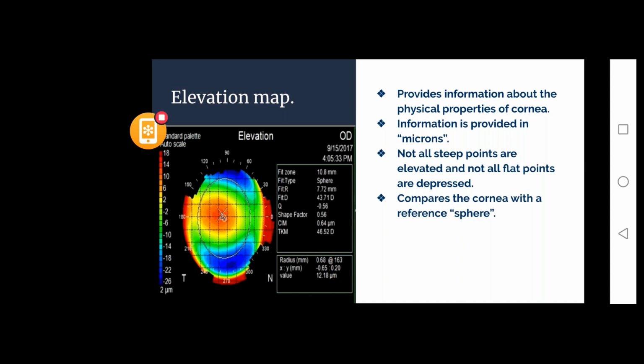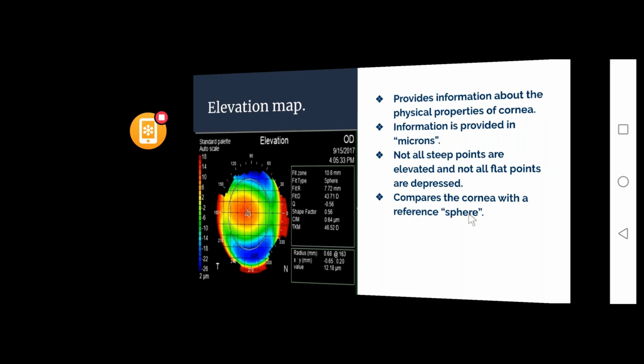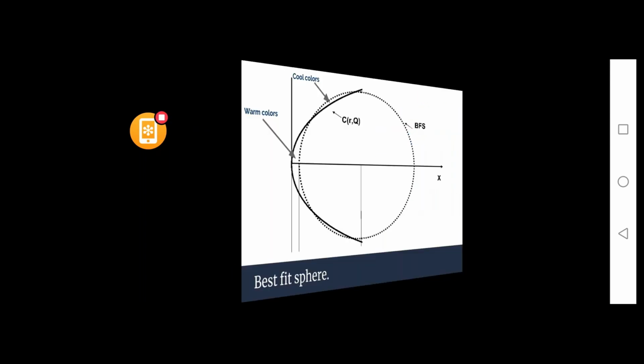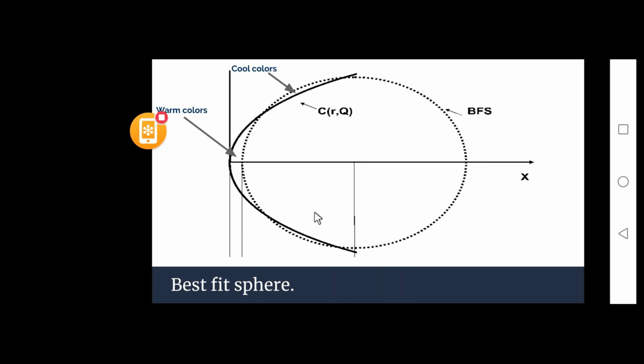So the elevation map is made based on a reference. Whatever findings we have got from the corneal topography analysis, this data is compared to something known as a best fit sphere. Now, what is a best fit sphere? Let me tell you. As you can see over here, there is a complete curve, and there is a dotted curve. The dotted curve is the best fit sphere.